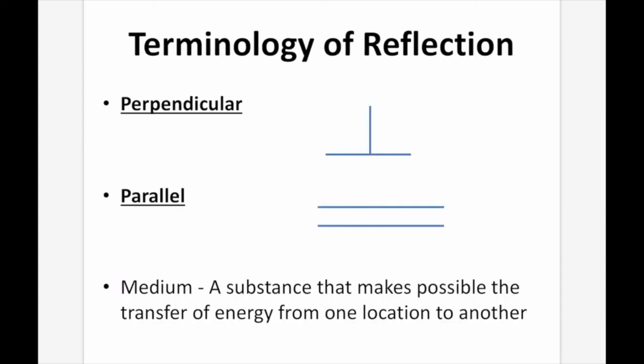Some terminology. When we say perpendicular, what we mean is that you have one line making a 90-degree angle to another line. So these two lines are perpendicular. If we say they're parallel, that means that they are in the exact same orientation, and they could go on forever in both directions and never touch each other.